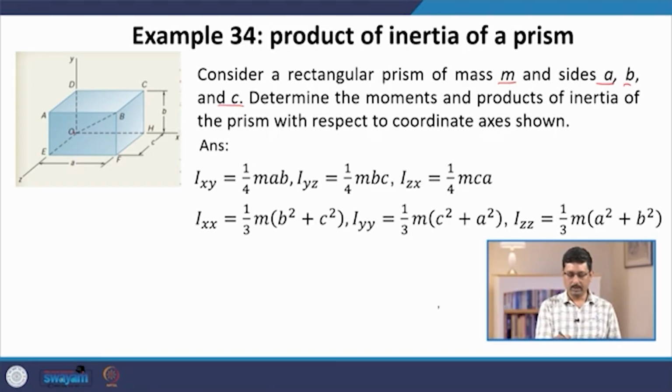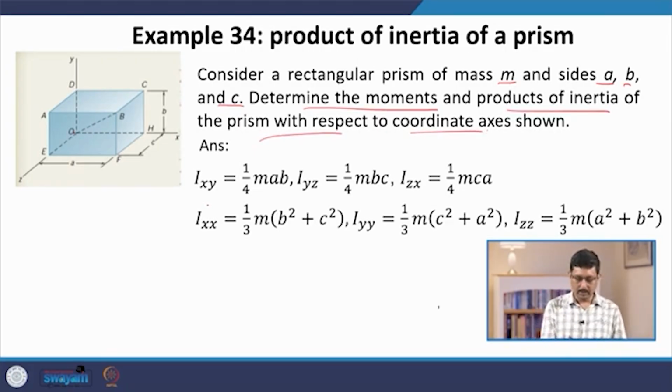The question asks us to determine the moments and products of inertia of the prism with respect to the coordinate axes shown, which means we need to calculate the components Ixy, Iyz, Izx, which represent the 3 possible products of inertia, and Ixx, Iyy and Izz, which represent the moments of inertia about the 3 axes shown. So, let us work it out. Let us calculate the Ixy.